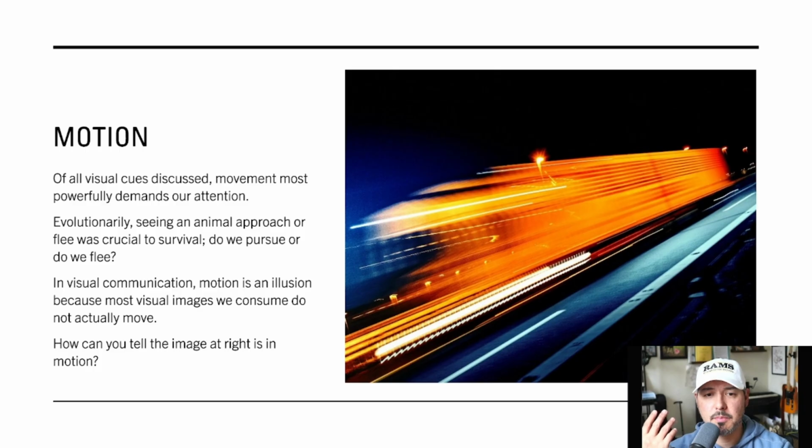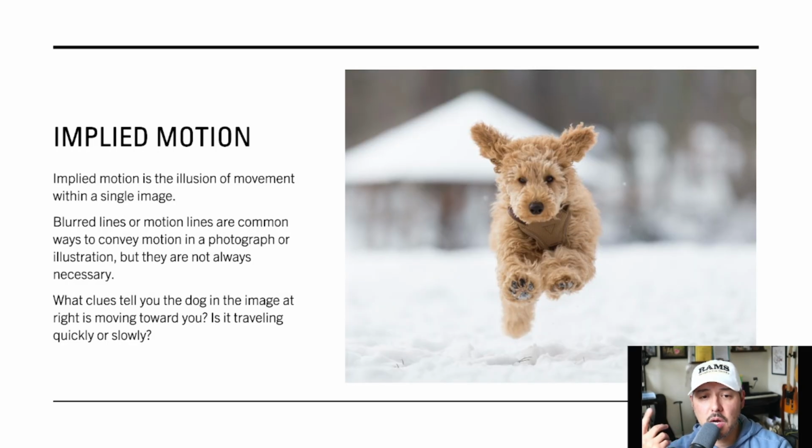But beyond blurring the lines, there are two main ways that motion shows up in our perception and our sensing of static images. Number one is a concept called implied motion. Implied motion is an illusion of movement within a single image, where you look at a single image and you say, from the cues that are given here, I can understand that there is motion here. And that really makes things like the blurring motion lines not necessary in a lot of cases. In this picture of this dog, there's no motion lines to be had, correct? But you still perceive that this dog is moving.